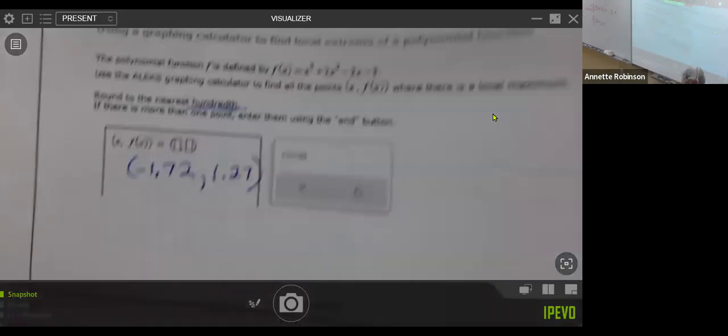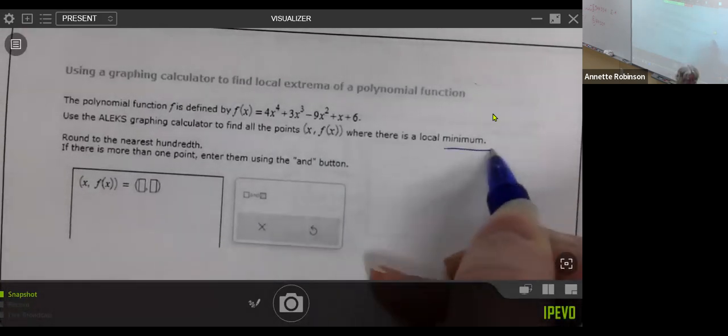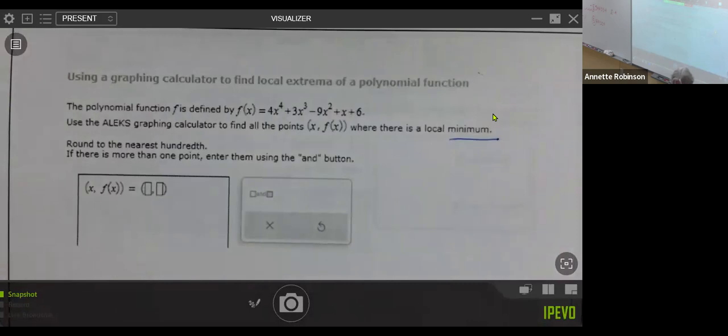So this one's asking you to find a local minimum. Would you please put that graph on your graphing calculator?